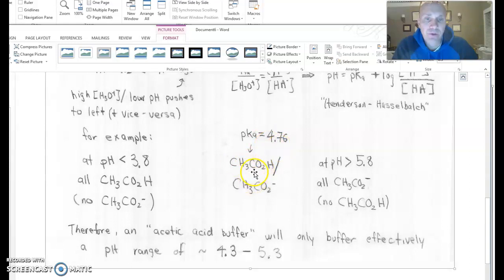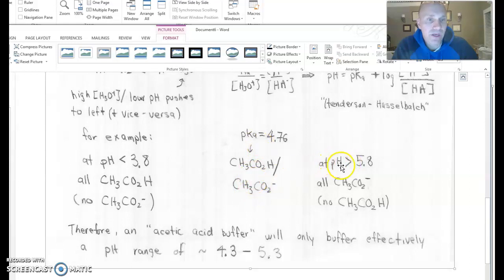All right. For example, if you were to try to make a buffer using acetic acid as the weak acid in your buffer, you could only make a buffer solution that had a pH of between 4.3 and 5.3, right? And that's because the pKa of acetic acid is 4.76, and that's the only pH region that you're going to have significant amounts of both the acid form and the conjugate base form of that particular weak acid.